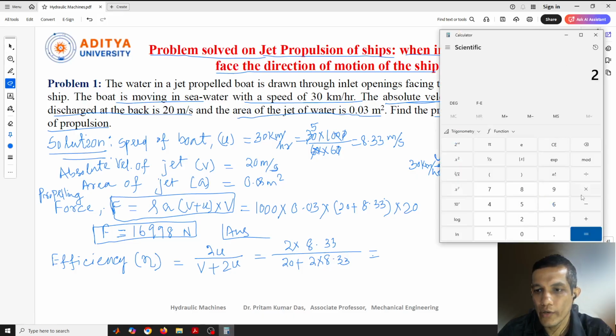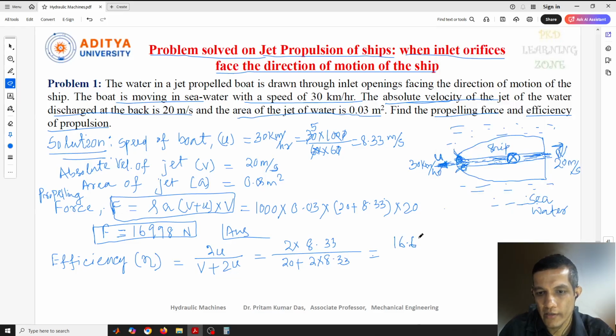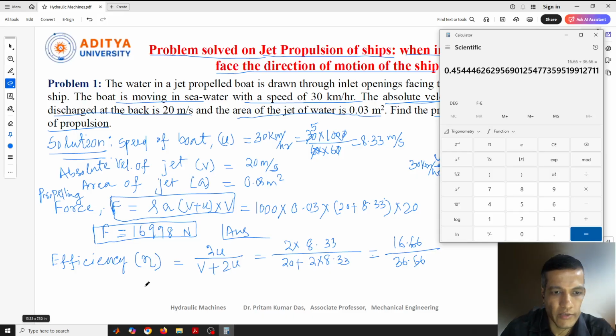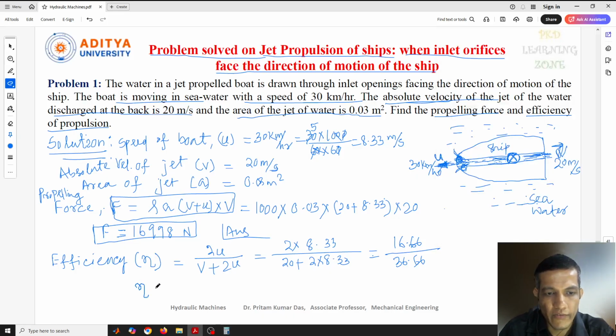2 into 8.33, 16.66 will come. So I'll write 16.66 here, and in the denominator we get 36.66. Dividing 16.66 by 36.66 we get 0.4544. So efficiency equals 0.4544, or efficiency equals 45.44%.